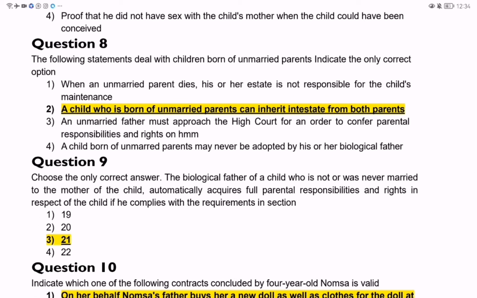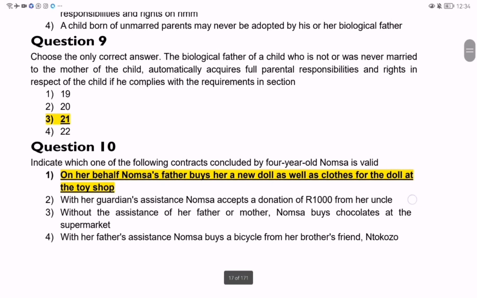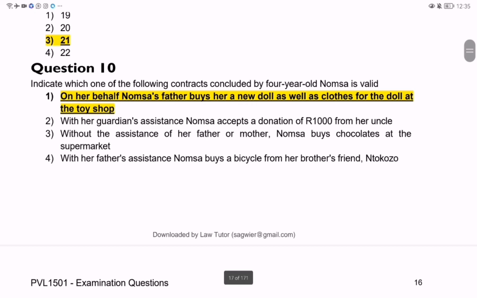The following statements deal with children born of unmarried parents. Indicate only the correct option. A child who is born of unmarried parents can inherit intestate from both parents. True, they can inherit even if we were not married, from our estate. Choose only the correct one. The correct answer: the biological father of a child who is not or was never married to the mother of the child automatically acquires full parental responsibilities in respect of the child if he complies with the requirements in section 21 of the Children's Act. Yeah, that's what I think.